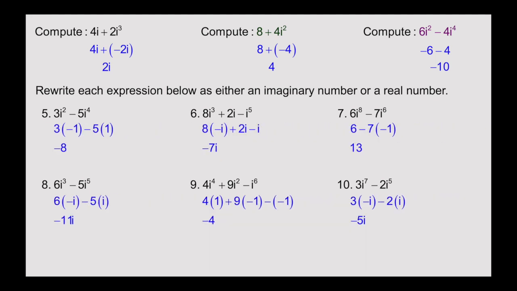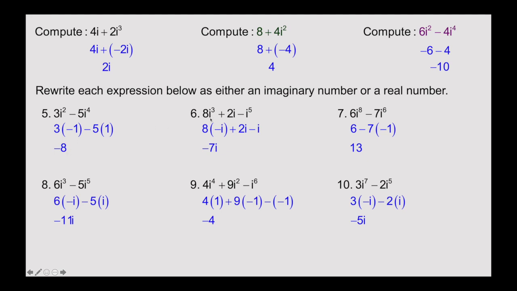And now we look at the answers for these. So we can see that in number 5, when we see that i squared, it's going to turn into a negative 1. So we've got 3 times negative 1, which gives me negative 3 here. Over here, i to the 4th is really just going to cancel or become a 1. So I've got minus 5. So negative 3 and negative 5 combined give me negative 8.